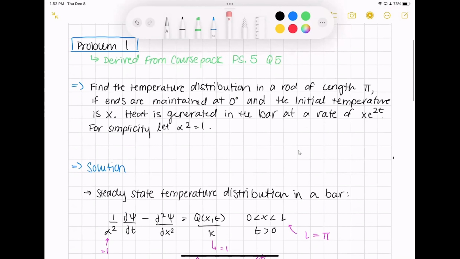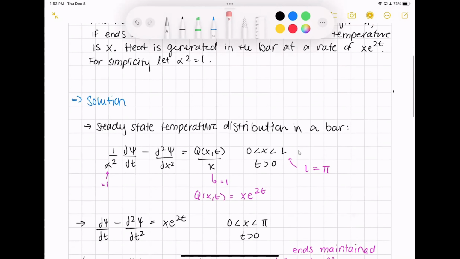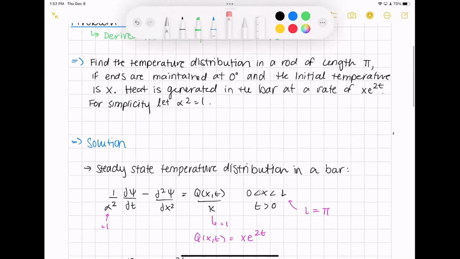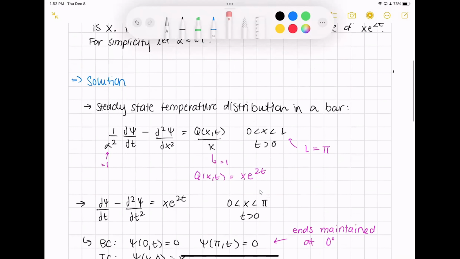So first, what we want to do is to figure out how to solve this problem. So we have the steady state temperature distribution in a bar, and that is the general form of the equation here. So for this problem, we know that alpha squared should equal 1, and we have that our heat generation or absorption term is actually a function of x and t, so it's equal to x e to the 2t. And the question stated that the rod is of length pi, so we know that here L should be pi.